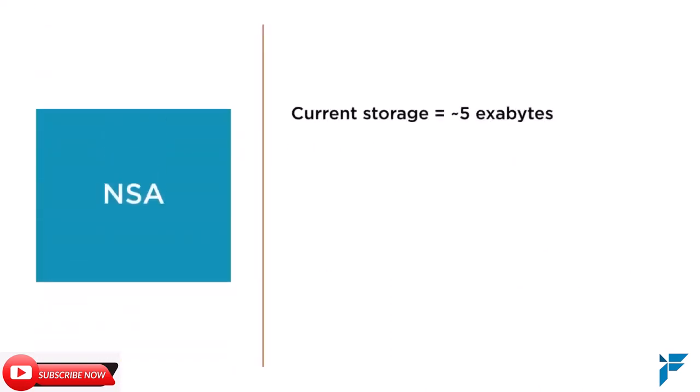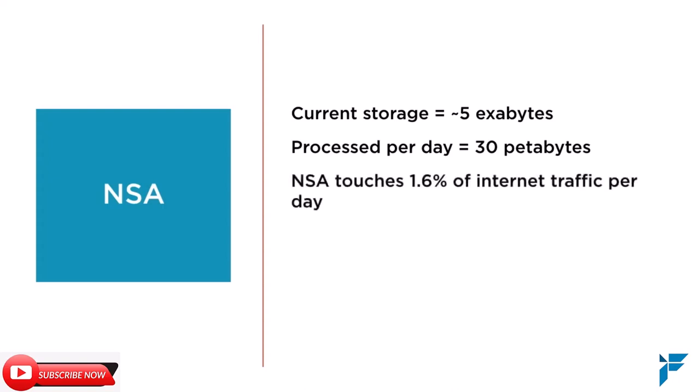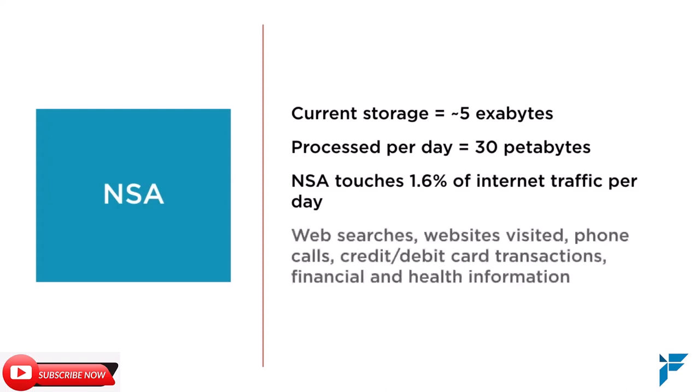Stats for the NSA, you have to realize, are not accurate because the NSA obviously doesn't release them. People deduce this from various pieces of information they have. The NSA currently stores roughly 5 exabytes of data, that is 10 to the power 18. The processing of the NSA is a little lower, roughly 30 petabytes. The NSA is set to touch more of the internet than Google does. 1.6% of the internet traffic per day passes through the NSA in some way.